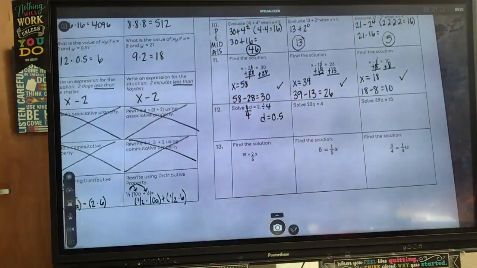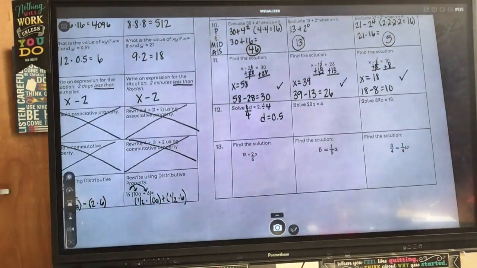And this is where you have to definitely go in and check to make sure your answer is right. Because if you do it this way, you get 2, right? And 4 times 2 does not equal 2, does it? So that's when you would say, okay, I know that I'm wrong because when I go and I check it, I don't get the same answer I'm supposed to.